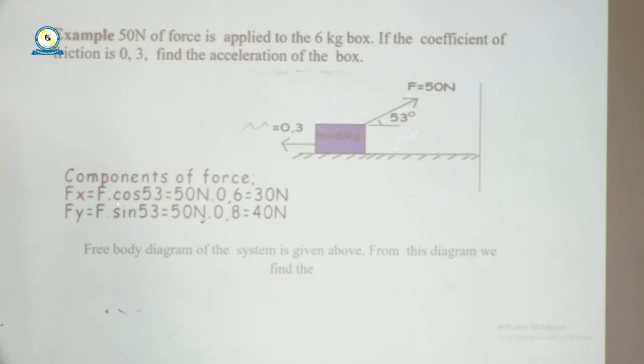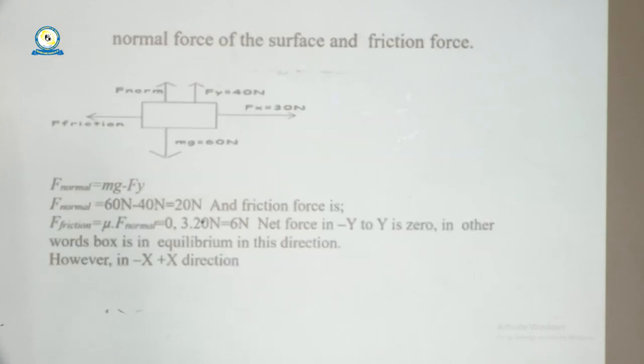Components of force: Fx is F cos 53, and Fy is F sin 53. You get the free body diagram of the system given above. From this diagram we will find the normal force of the surface and the friction force. This is weight and this is the normal reaction force. This is in the free body diagram. This is our component of force in y direction, in the same direction as the normal force, and this is in x direction. Friction force is opposite to the direction of motion.